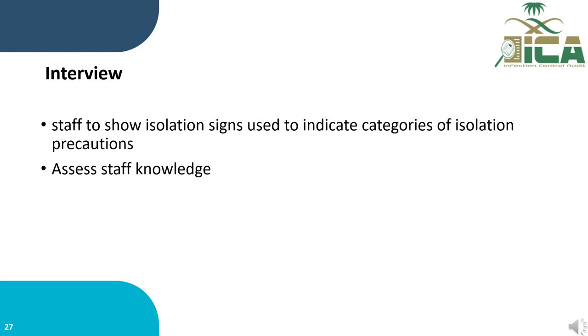You can ask nursing staff to show you the isolation sign used to indicate its category of isolation precaution. Ask them to check and compare that it is the correct isolation precaution, and that it is written in both English and Arabic. You can also assess the knowledge of the staff by asking them about the type of isolation sign required for a specific disease. You can give an example for airborne, like measles or TB, and for contact, like MDRO, and so on.